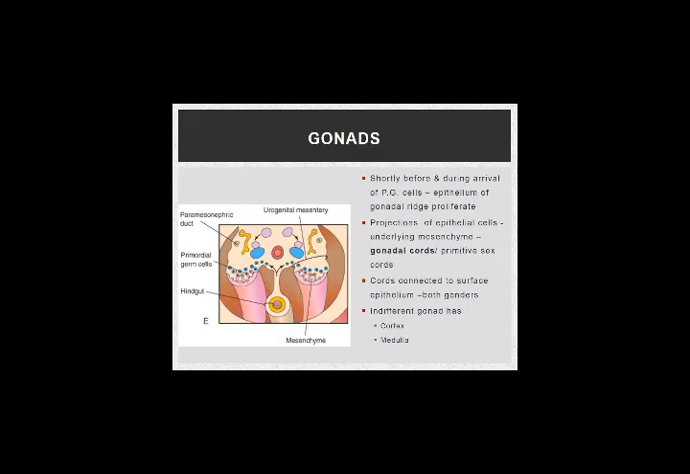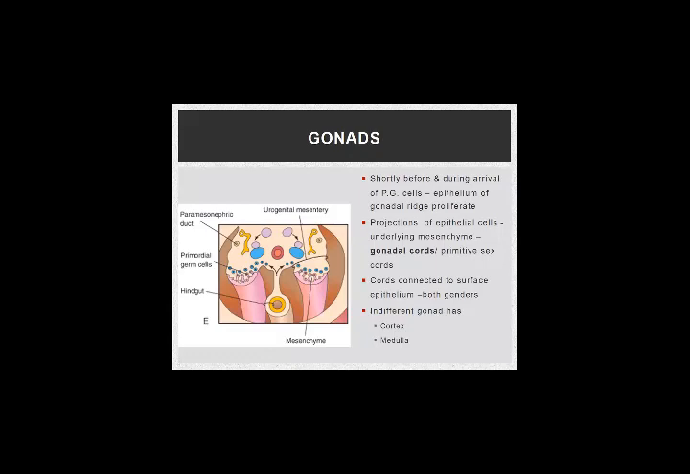The surface epithelium now forms finger-like projections inside the mesenchyme. This surface epithelium forms these finger-like projections that project into the underlying mesenchyme. These finger-like projections formed by the surface epithelium are called gonadal cords or primitive sex cords.